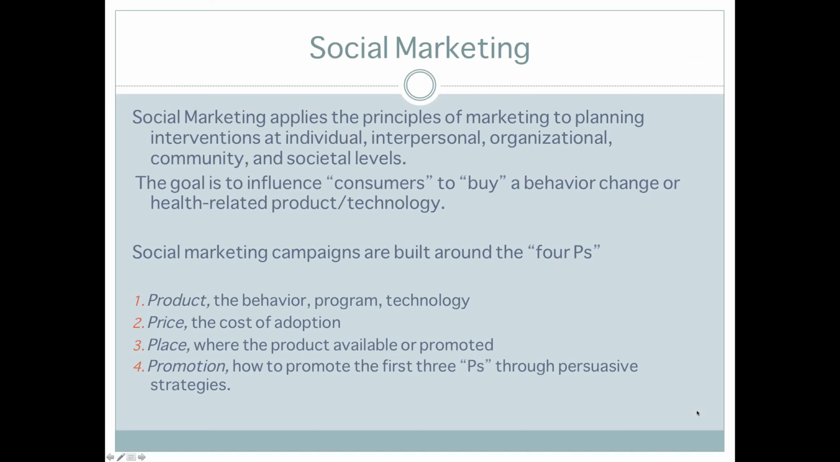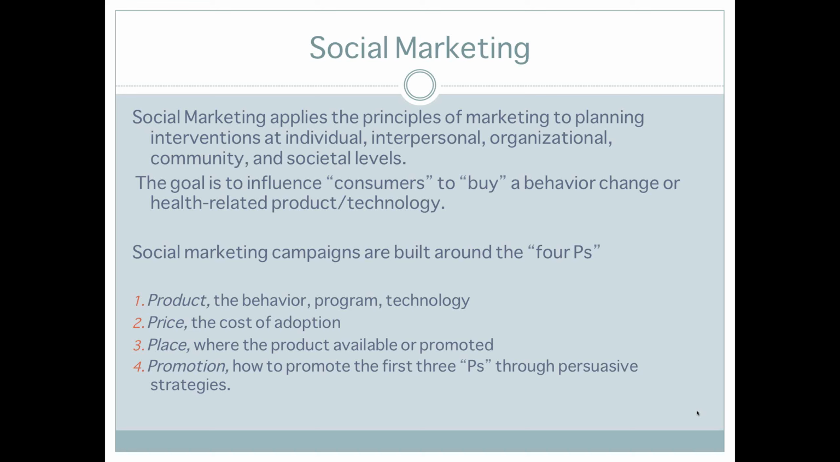Okay, so you can let me know if you have more questions about Precede-Proceed. I will look in the question box, but I'm going to move on to talking about another model that has been used in public health for planning, and it's the social marketing model.